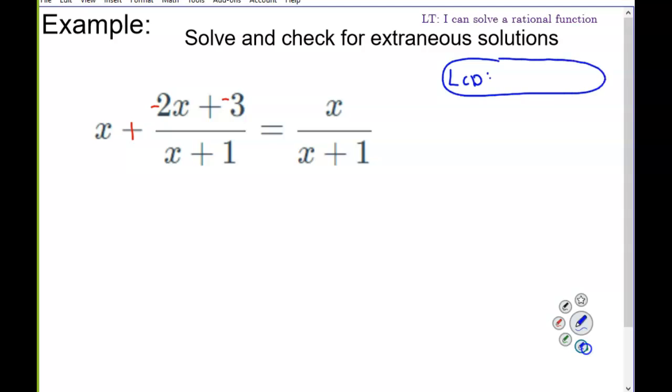Then I want to look for my LCD. Now keep in mind, I have x. That's the same as x over 1. And the LCD is, what do they have in common? Well, I've got the factor x plus 1 in 2 out of the 3 fractions. So we're only going to write that once. x plus 1. And then anything else, which happens to be 1, is officially part of my LCD, but does times by 1 really change it? No. So my LCD is x plus 1.